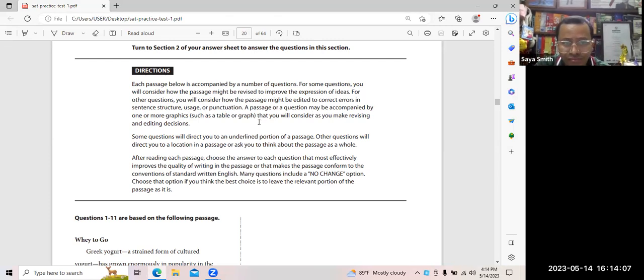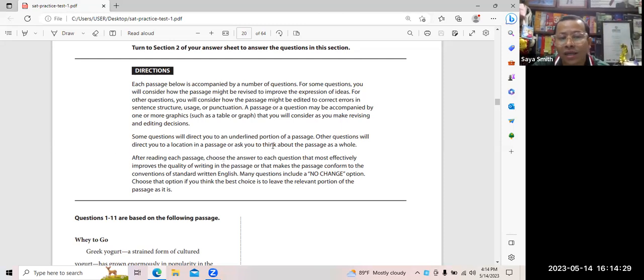Some questions will direct you to an underlined portion of the passage. You have probably encountered this in previous exercises or lessons in your life. And other questions will direct you to a location in a passage or ask you to think about the passage as a whole.